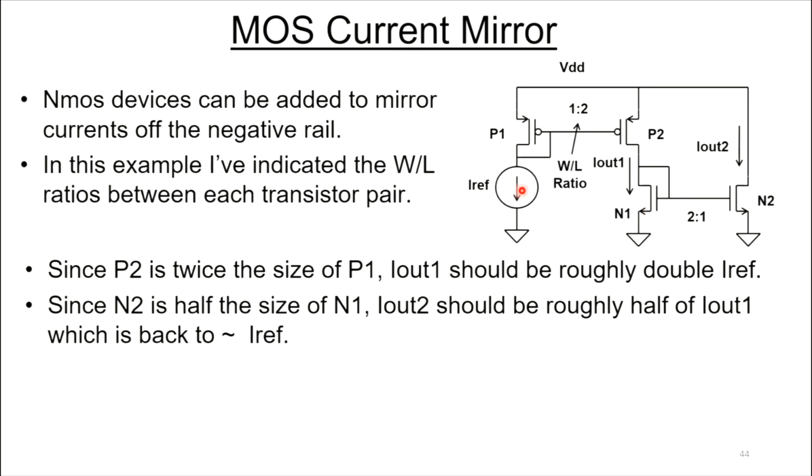So what you get out here is really the same current you started with. We jacked it up by a factor of 2, and then reduced it also by a factor of 2, and you end up with about the original current. I'm just doing that to illustrate that you can gain current up, you can gain current down, you can mirror it off the negative rail, you can mirror it off the positive rail.